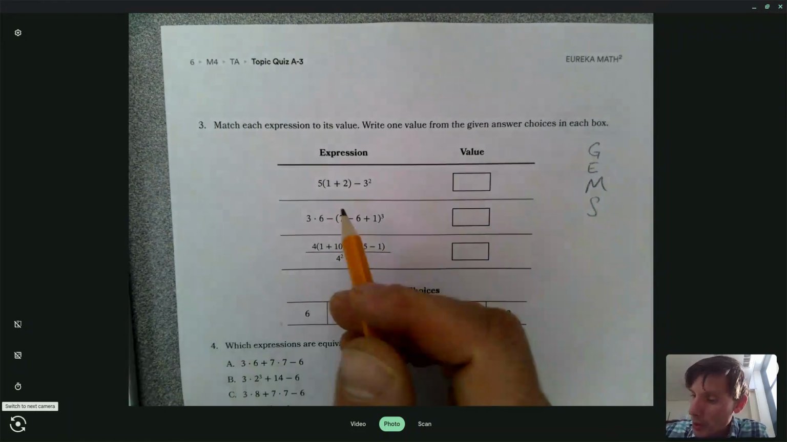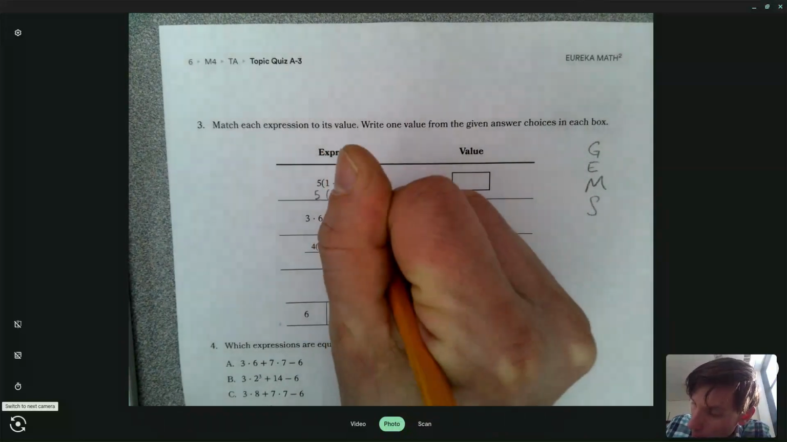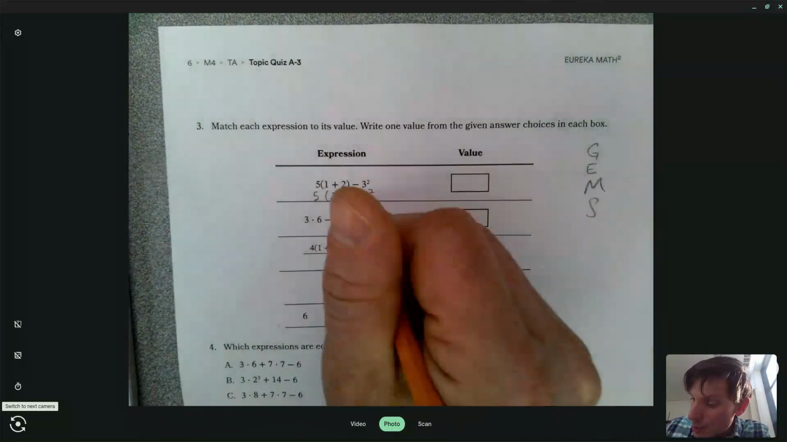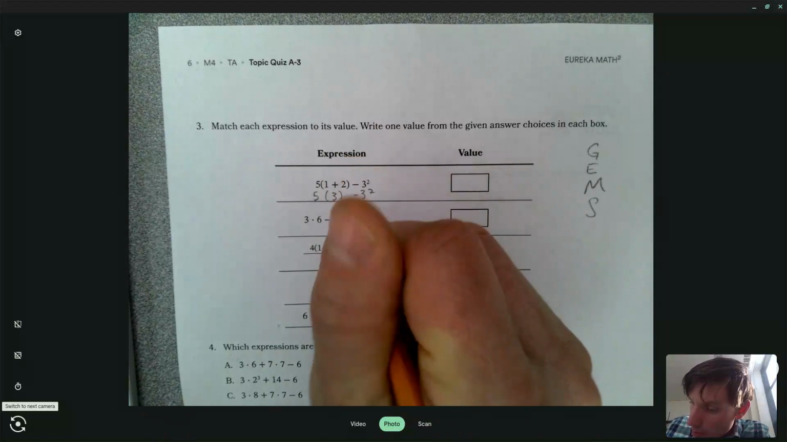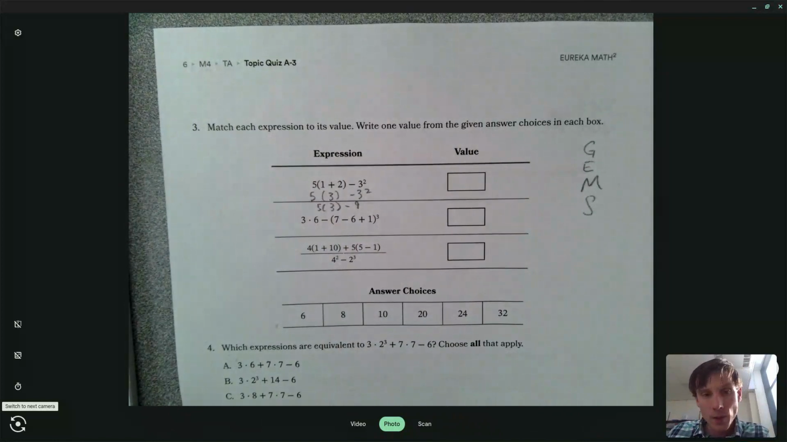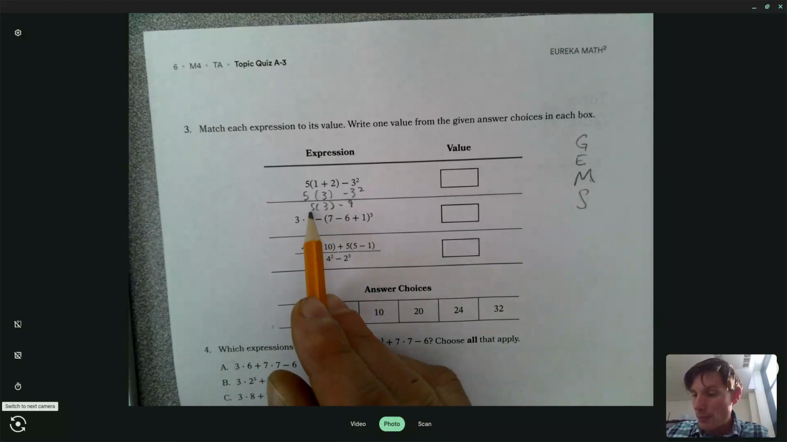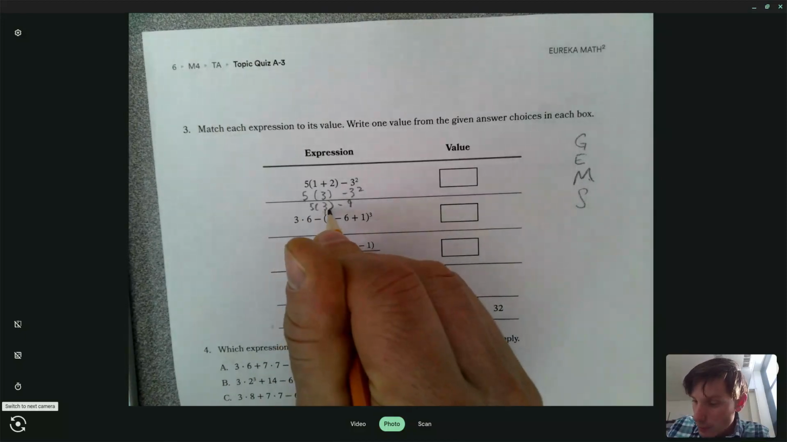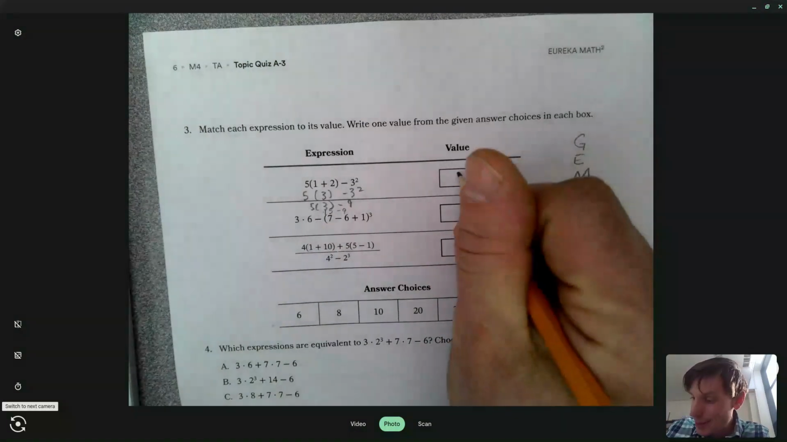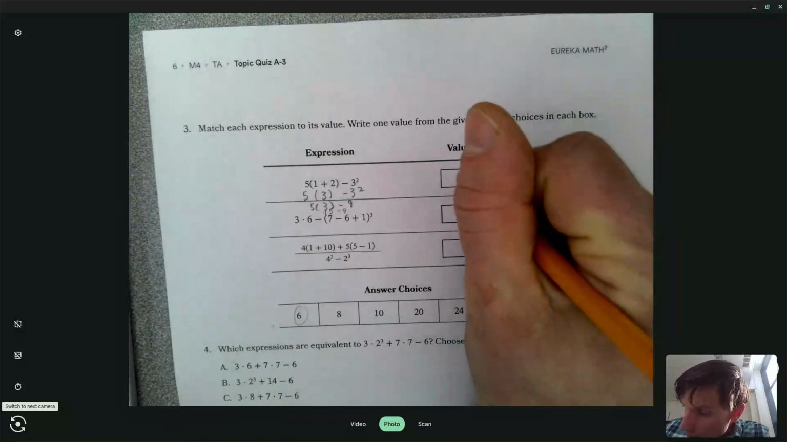So first one, we're starting with grouping. 1 plus 2 is 3. So now we have 5 times 3 minus 3 squared. Next, we're up to E, exponents. We're going to do our exponents, which is 3 squared, which is 9. So now we have 5 times 3 minus 9. Now we're up to multiply and divide left to right. So 5 times 3 is 15. And then we're up to our subtraction. 15 minus 9 is 6. So 6, we see our answer choice right there is correct, okay? So 6 is the first one.